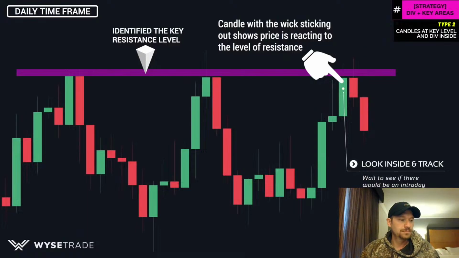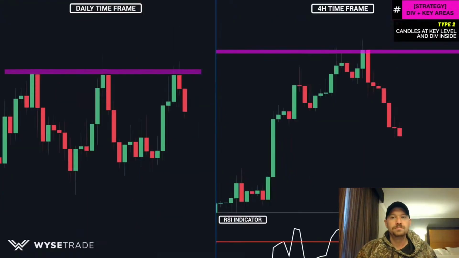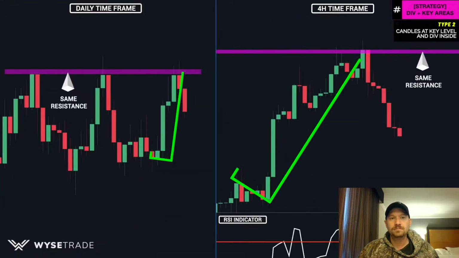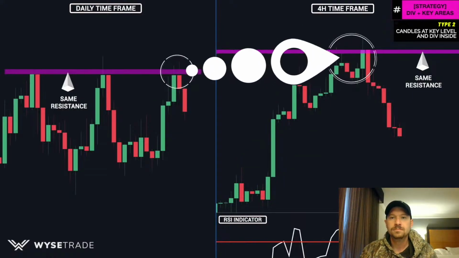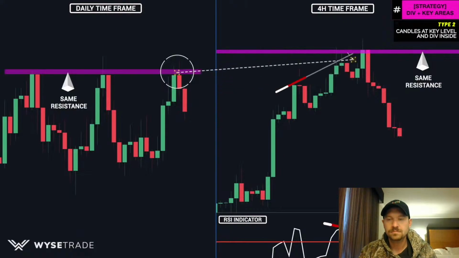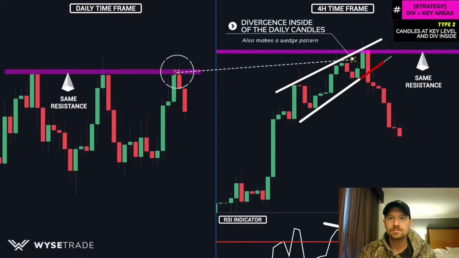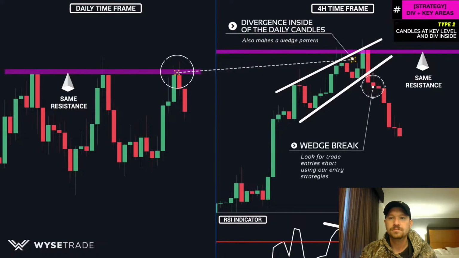So let's put the 4-hour time frame beside this one. Same resistance level, same uptrend, and the area here we were looking at on the daily, it's the same area here on the 4-hour time frame. You had your clear divergence here and a great wedge pattern forming, so you had it drawn in. Then, once you had your break out of the wedge on the bottom side and price making a lower low, the divergence is confirmed, and you would start looking for short trade entries on the lower intraday time frames.